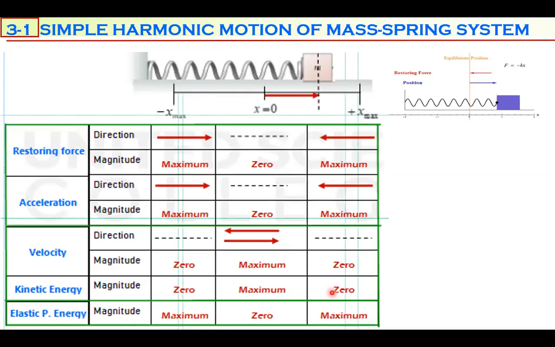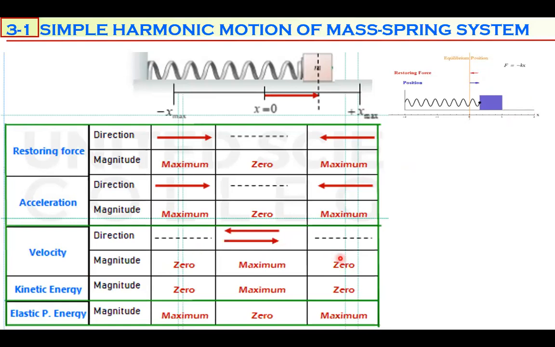It is logical because this oscillating object stops here at positive maximum. If it stops, kinetic energy must be zero. So velocity must be zero at maximum stretching or maximum compression. So at maximum stretching, which is at positive maximum, or maximum compression, which is at negative maximum, velocity and kinetic energy both are going to be zero.